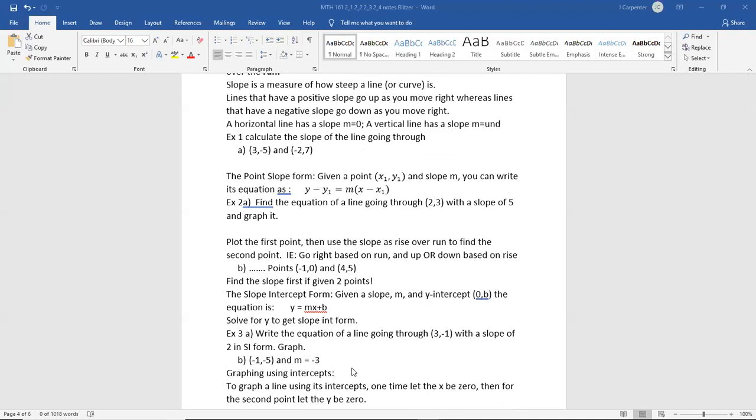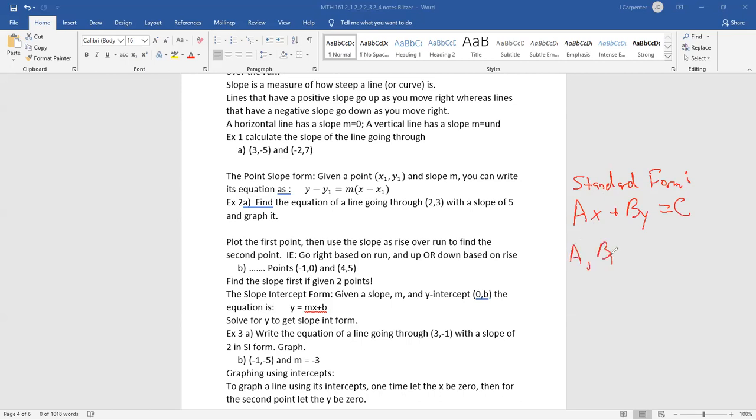Graphing using intercepts is extremely helpful when you're in something called standard form. And you're not even going to see me have standard form written in these notes anywhere because it doesn't tell us any information. I'm going to scribble it to the side right now. But again, it's kind of a weird one. Standard form of a line looks like this: AX plus BY equals C, where A, B, and C are integers.